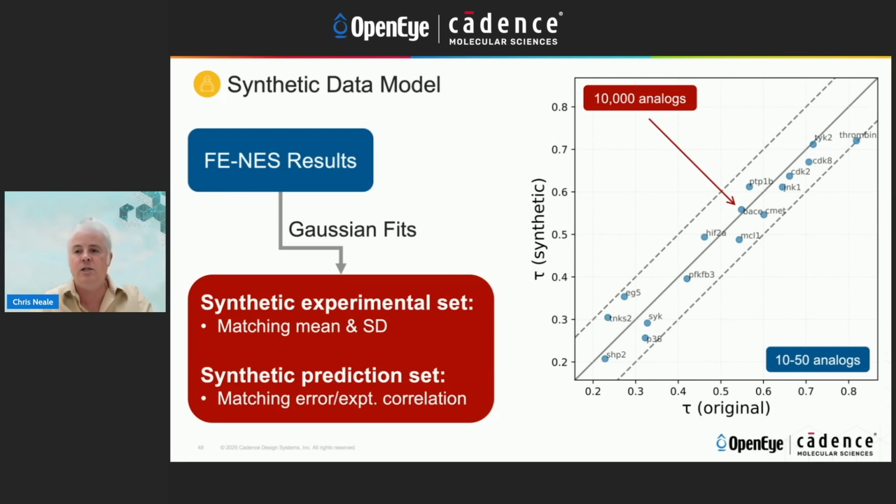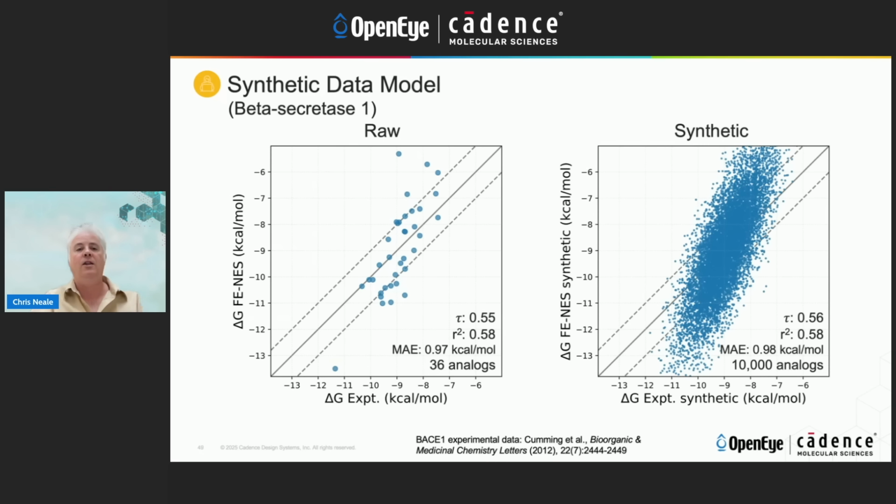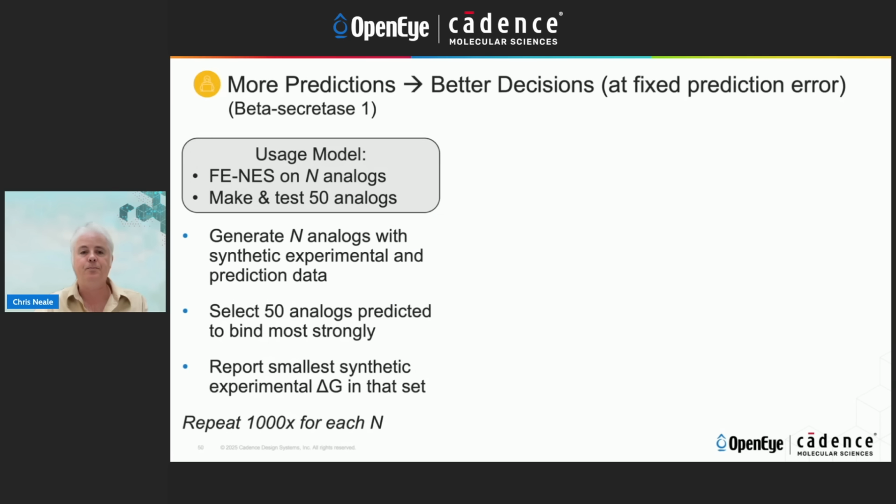This is Beta Secretase 1. And on the left is the raw data. This is the horizontal experimental affinity versus the default FE-NES predictions. And on the right is the synthetic data set with 10,000 synthetic analogs. And what I'm showing is the tau values are similar, the Pearson R-squareds are similar, the mean absolute errors are similar, but I've gone from 36 analogs up to 10,000 analogs, which is something that I can more reasonably probe for this balance between accuracy and coverage.